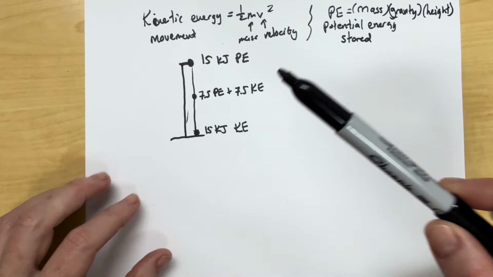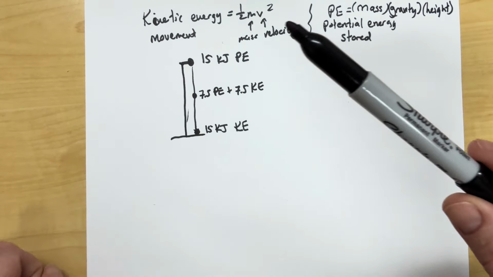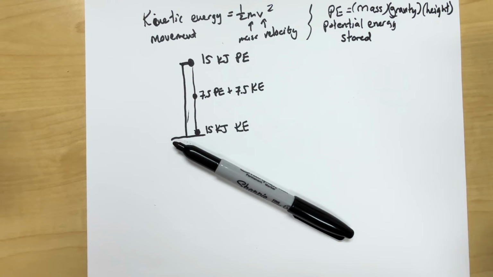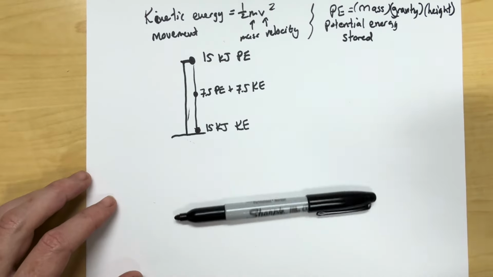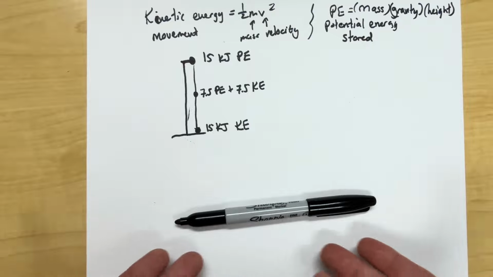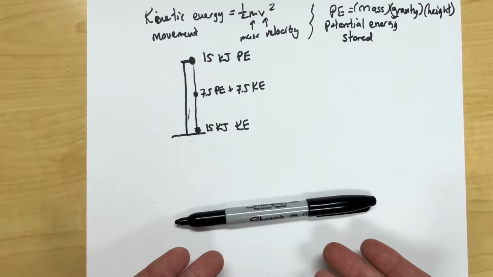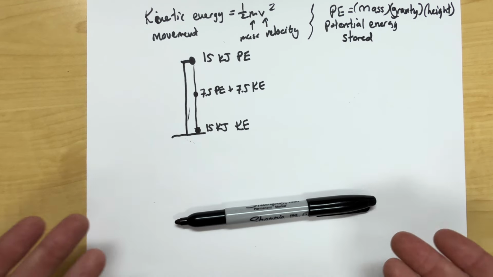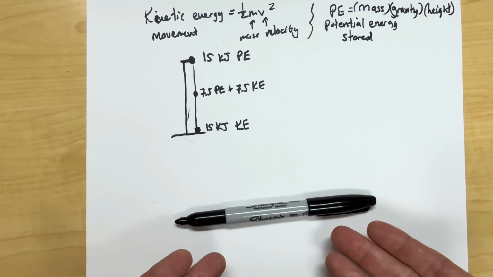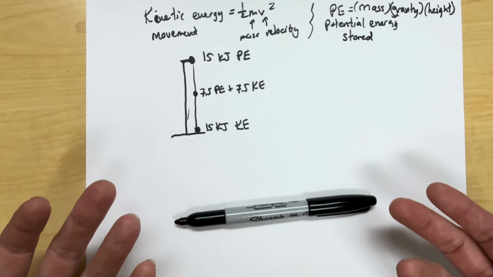But my question to you is, what happens when it hits the ground? Watch my pen. What happened to the energy? I'm gonna do it again. Where'd the energy go? Because now it doesn't have any height, it doesn't have any potential energy anymore, it doesn't have any kinetic energy, it's not moving. We know that it had 15, it should have 15. What the heck happened to the energy?